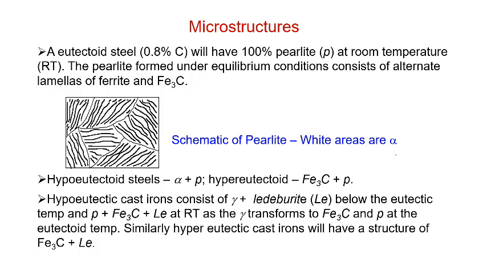The black color lamellae that you see, that is the cementite phase. And the white areas that you see in between, that's the alpha ferrite. Okay, and you could see this is forming in alternative lamellae, right? Cementite, ferrite, and so on.